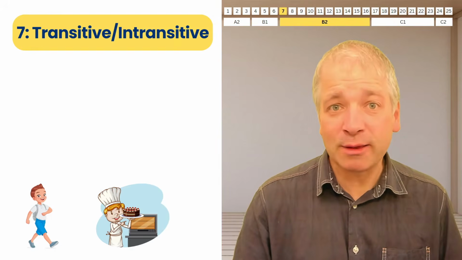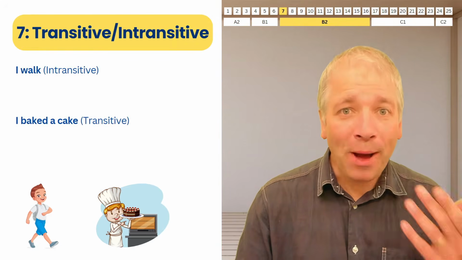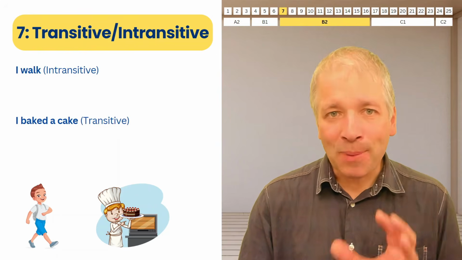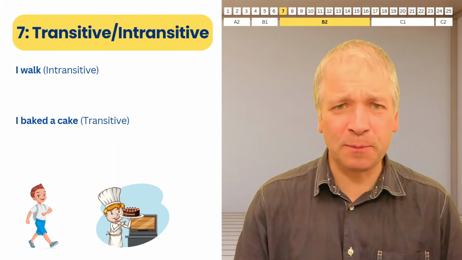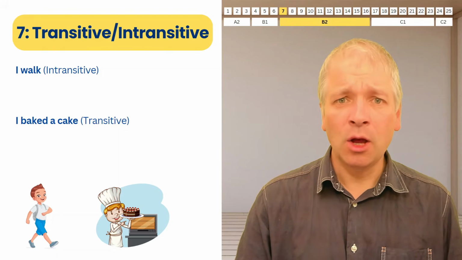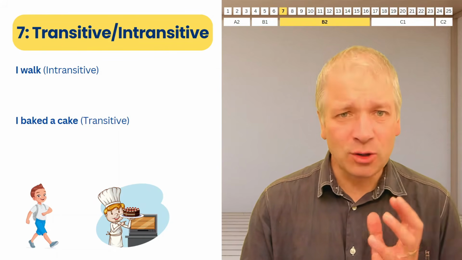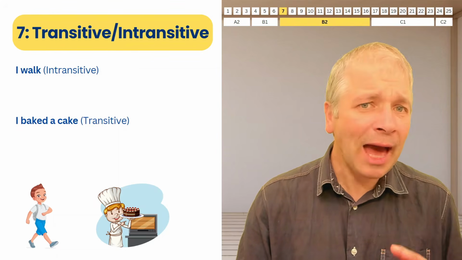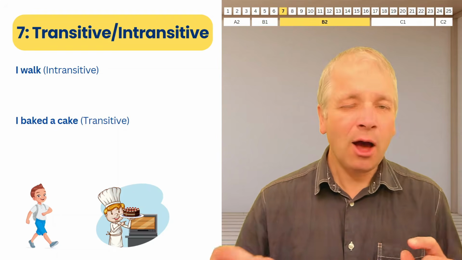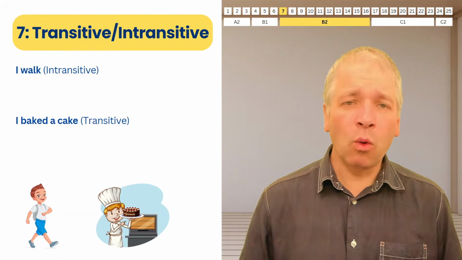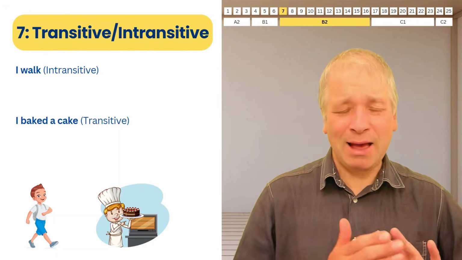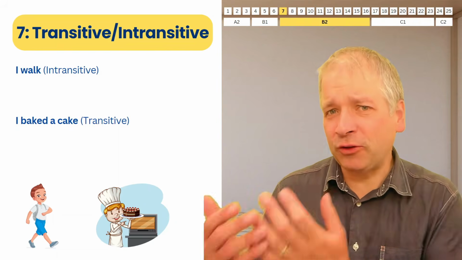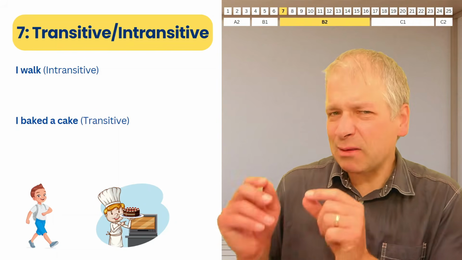Number 7 is transitive and intransitive. Compare these two short sentences. I walk, I baked a cake. What's the difference between these sentences grammatically? Well, you'll notice that I walk does not have anything afterwards. It's intransitive. We cannot add an object here. We can't say I walked a race, I walked a road. It just stopped as I walk. You could perhaps add some information about the time or where you're walking, but that's not the object.